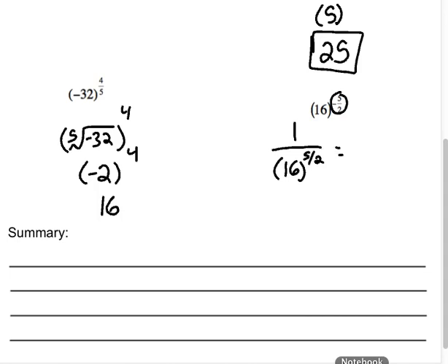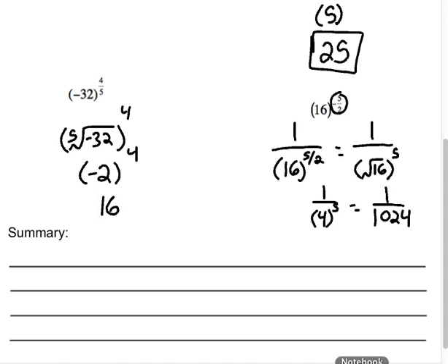Now, it still works exactly the same way. That 2 is my root, so a square root. The top is my exponent. Square root of 16 is 4. 4 to the 5th power. That's something even I'm going to need my calculator for because I'm not used to thinking of exponents that high. So 4 to the 5th power is going to be 1 over 1024. And that's going to be my final answer.